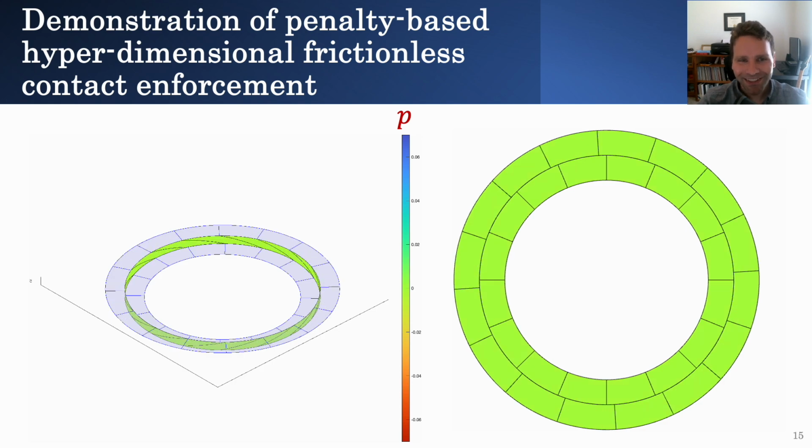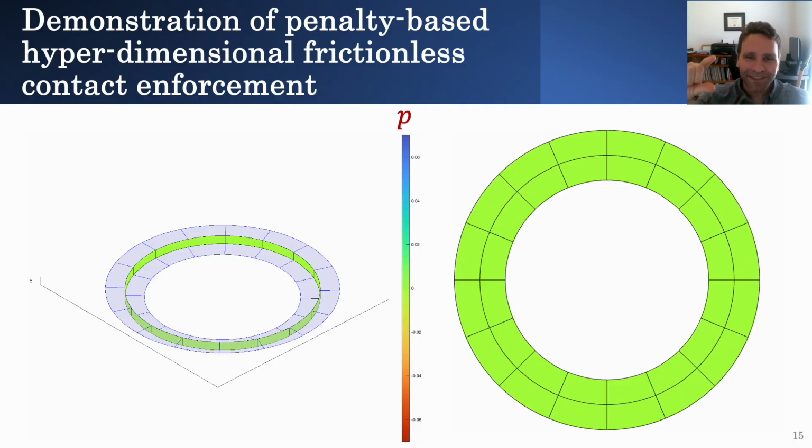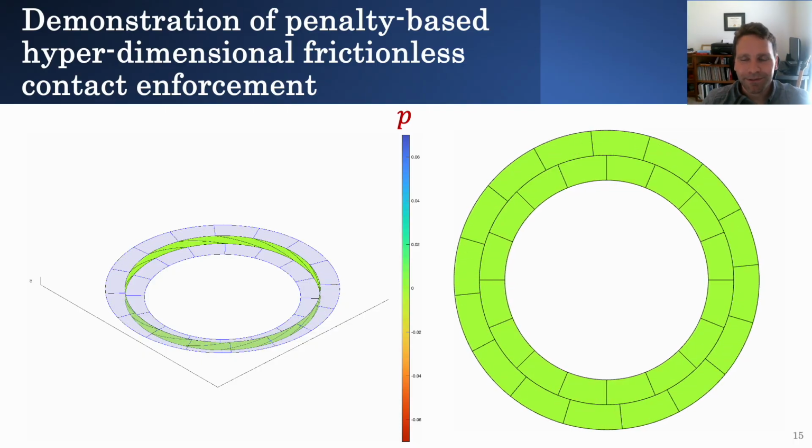So that's kind of the secret ingredient here: if you increase the number of elements through the thickness, or increase the order of the elements in this hyperdimensional discretization, you actually can manage to deal with moderate sliding. And obviously, the more elements you use, the more sliding you can tolerate.